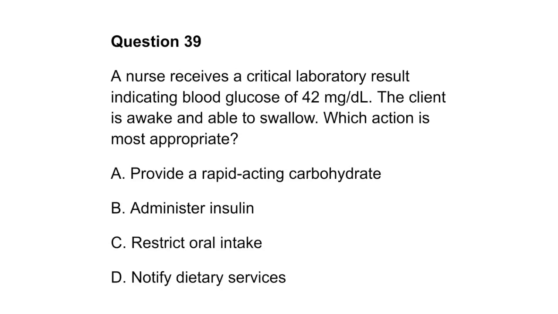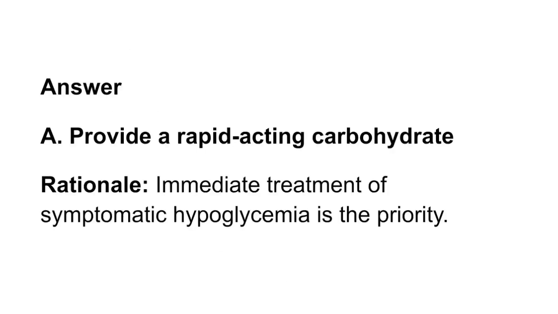Question 39. A nurse receives a critical laboratory result indicating blood glucose of 42 milligrams per deciliter. The client is awake and able to swallow. Which action is most appropriate? A. Provide a rapid-acting carbohydrate. B. Administer insulin. C. Restrict oral intake. D. Notify dietary services. Answer: A. Provide a rapid-acting carbohydrate. Rationale: immediate treatment of symptomatic hypoglycemia is the priority.